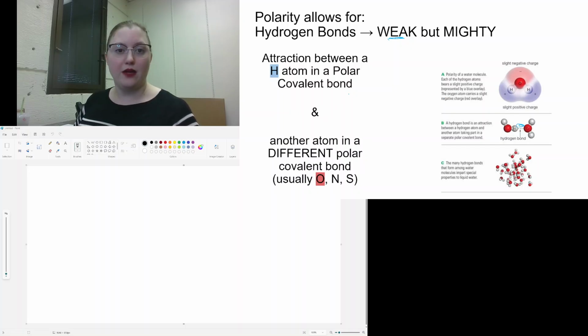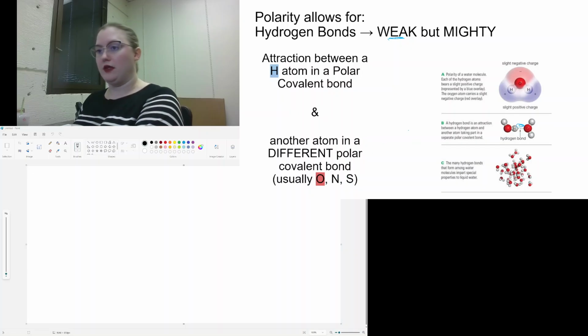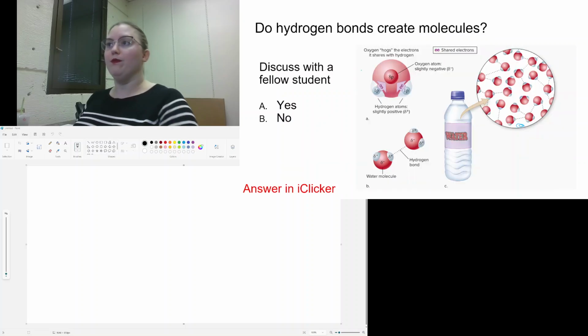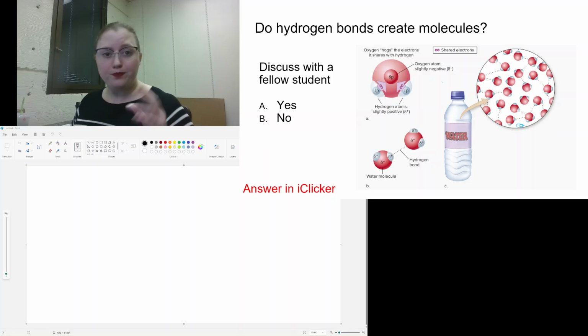Hydrogen can form hydrogen bonds with oxygen, but it can form hydrogen bonds with some other elements as well, as long as they are in polar molecules. So let's think about that. Does hydrogen bonding create new molecules? We just mentioned those two water molecules were being pulled together, but each of them was still a water molecule.